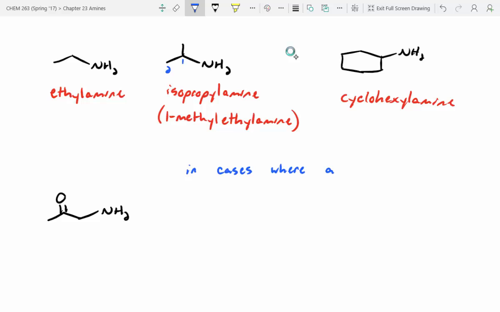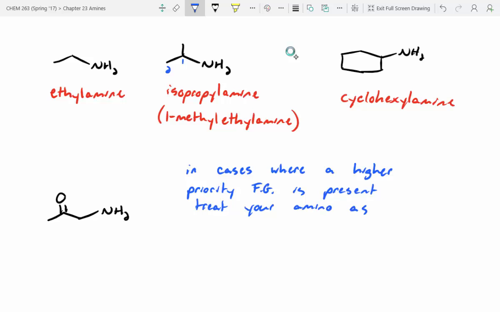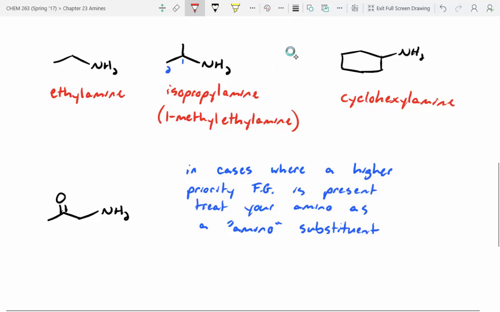In cases where a higher priority functional group is present, treat your amine as an amino substituent. Okay, so now we're in better shape. Shouldn't be amine. Okay.